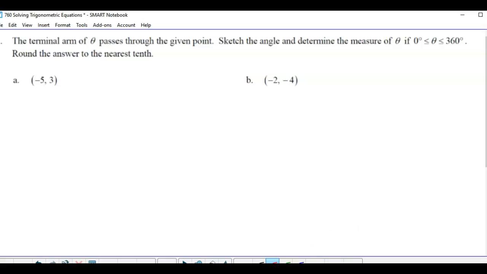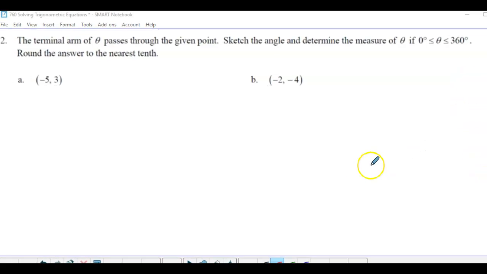Then question 2. Let me just move. Can I move this a little bit? There you go. Question 2. The terminal arm of theta passes through the given point. Sketch the angle and determine the measure of theta. Round answers to the nearest tenth. So in this case, you're only giving one angle, right? But you'll have to do a little bit of work.